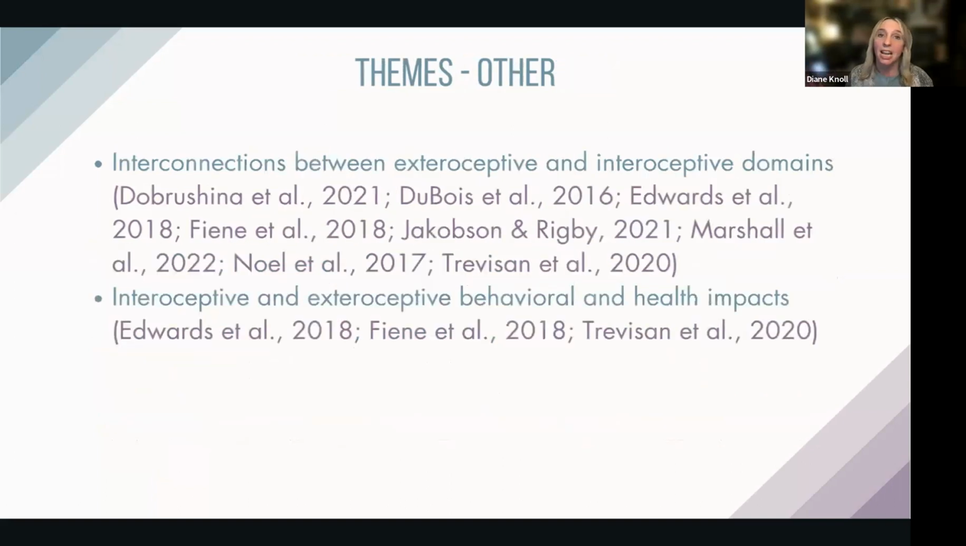Here we go. Okay. And then just talking about how they impacted each other, those interconnections between exteroceptive and interoceptive domains. Both Knoll and Dobrashina's studies found that those two systems really were linked neurologically. Beyond the neuroanatomy, Marshall et al.'s study in 2022 found that improving processing in either interoception or exteroception would impact the processing of the other.